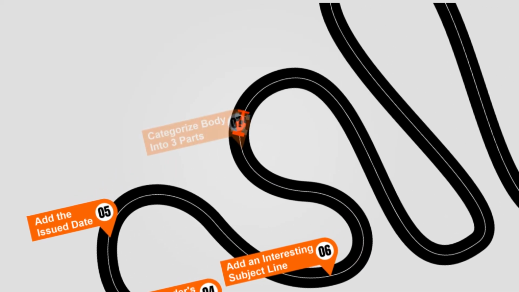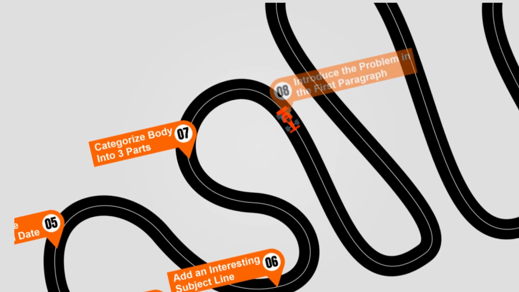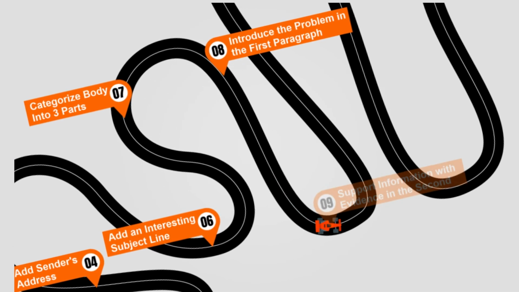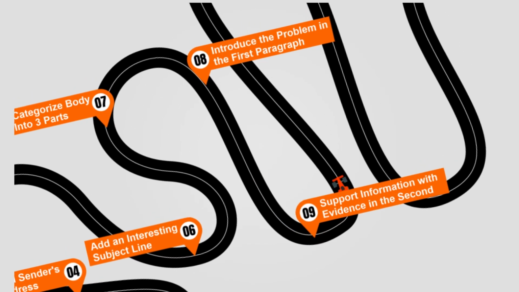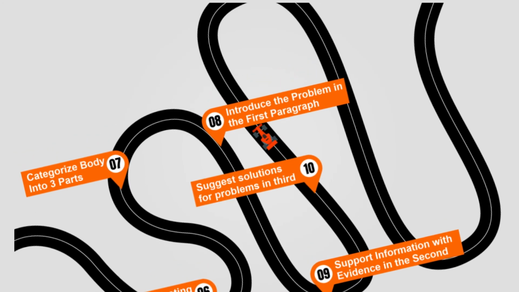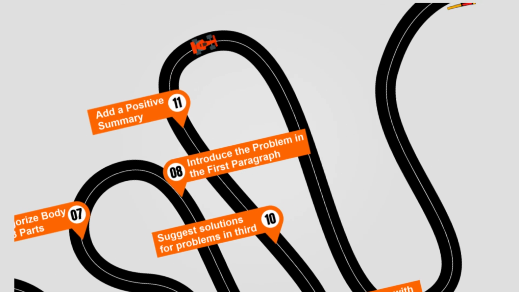Step 7, categorize body into 3 parts. Step 8, introduce the problem in the first paragraph. Step 9, support information with evidence in the second. Step 10, suggest solutions for problems in third. Step 11, add a positive summary.